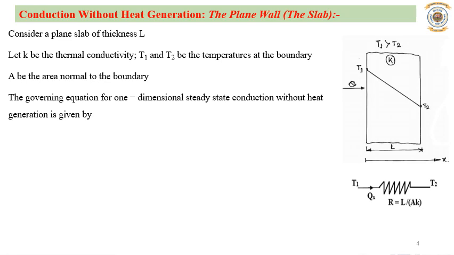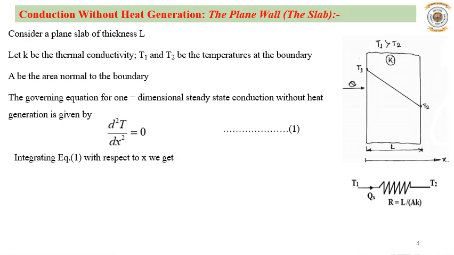Now we are considering 1 dimension, because the heat flow is only in the x direction. That's why d square T by dx square is equal to 0. That is the governing equation for one-dimensional steady-state heat conduction without heat generation. Call this equation number 1.